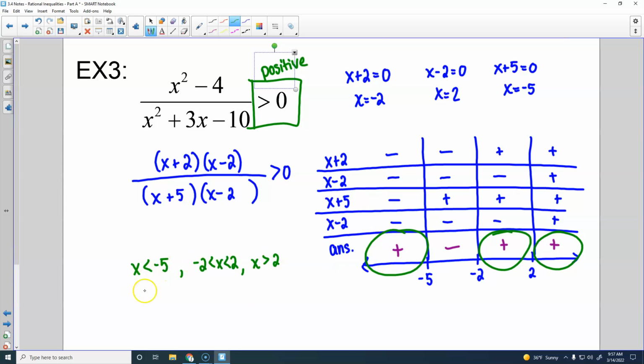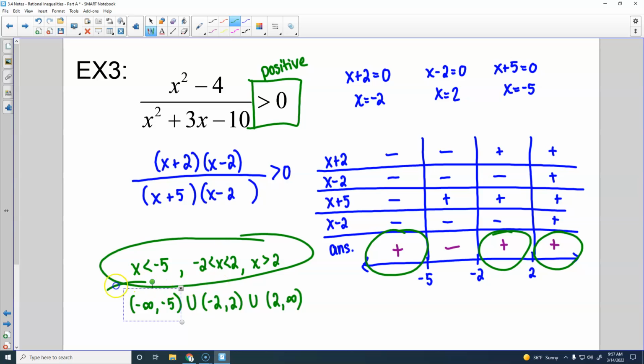You can also use interval notation. I like interval notation better on this one. It'd be -infinity up to -5, -2 to 2, and then 2 to infinity. So either one of those would be fine.